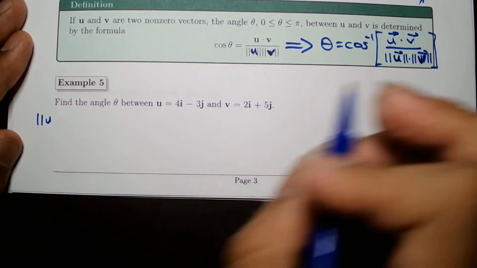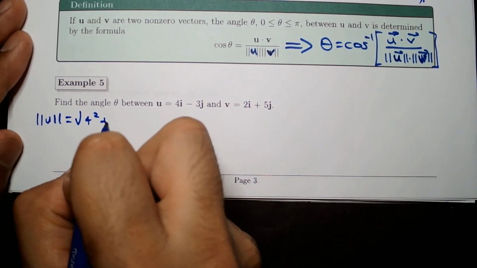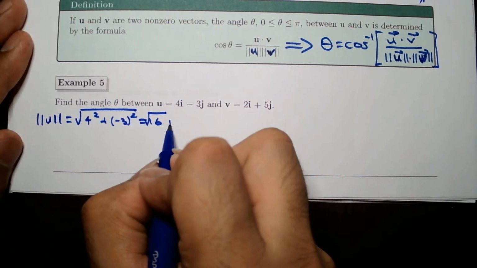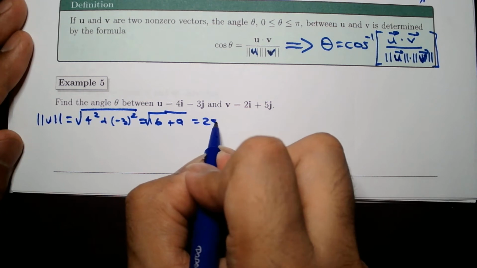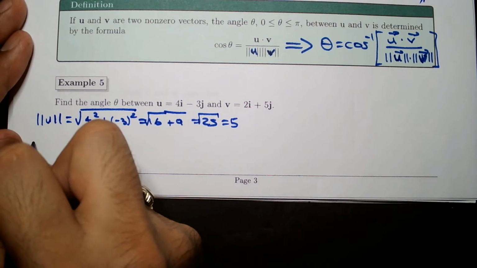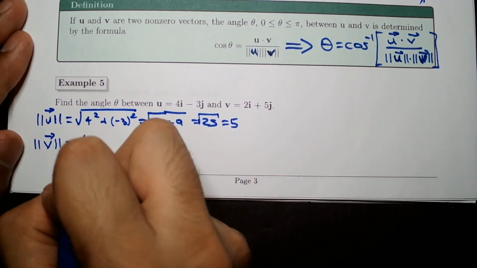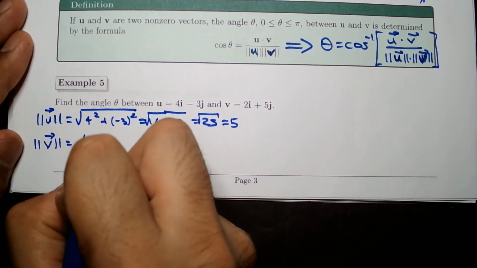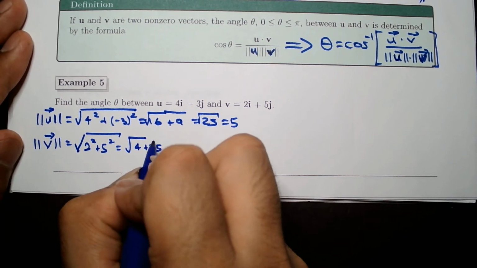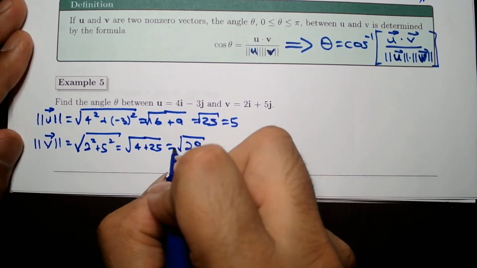The magnitude of u would be the square root of 4 squared plus -3 squared. That's 16 plus 9, which equals 25. The square root of 25 equals 5. The magnitude of v is going to be the square root of 2 squared plus 5 squared. That is the square root of 4 plus 25, so that's the square root of 29.